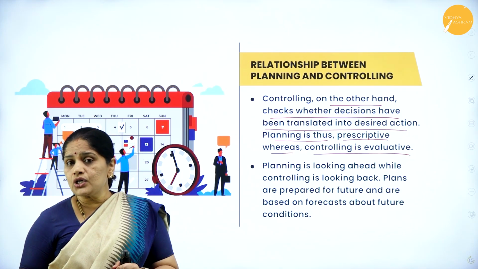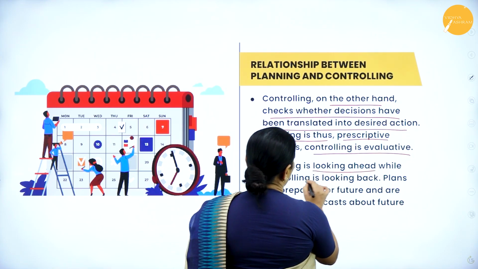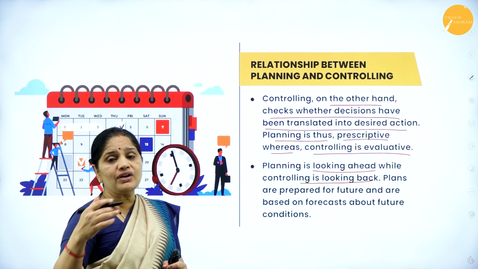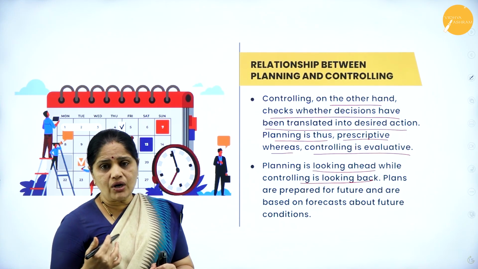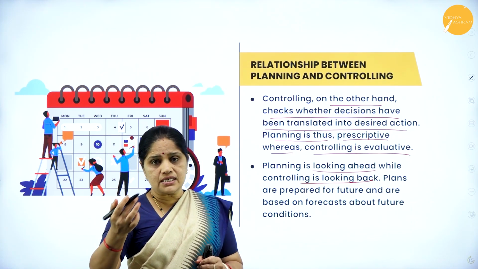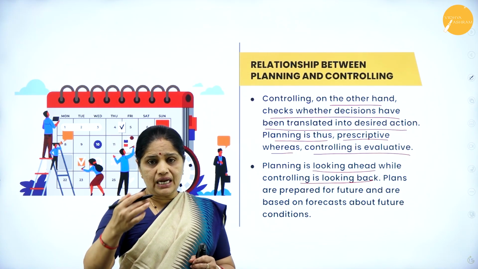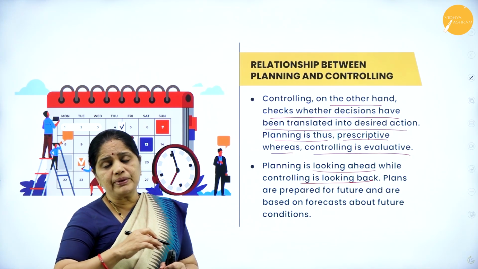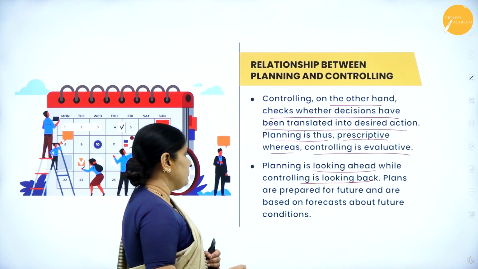Planning is prescriptive, controlling is evaluative. Planning is looking ahead, while controlling is looking back. So in planning, we look ahead, but in controlling, we look back. So what is this looking ahead and looking back? Planning is futuristic. So what we have to become in the future, that is planning. Controlling is, we will be seeing what is the course of action which leads to that plan.